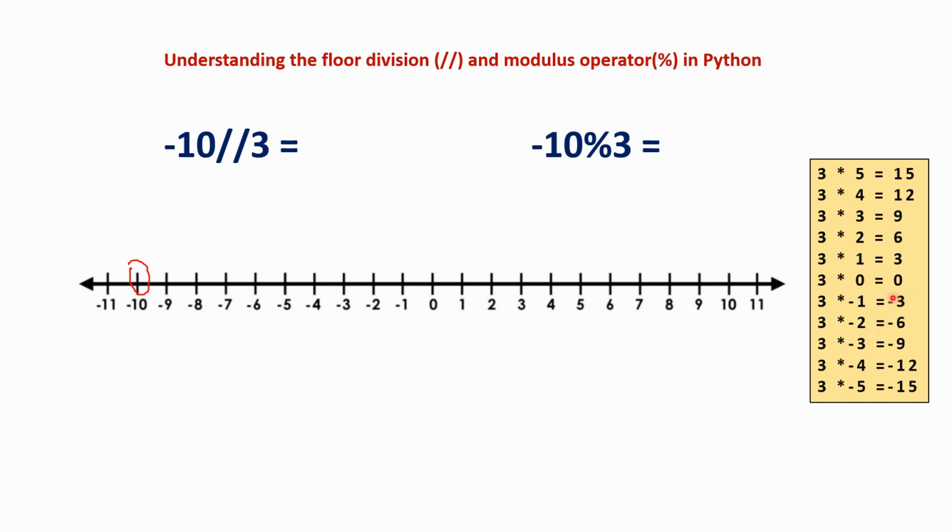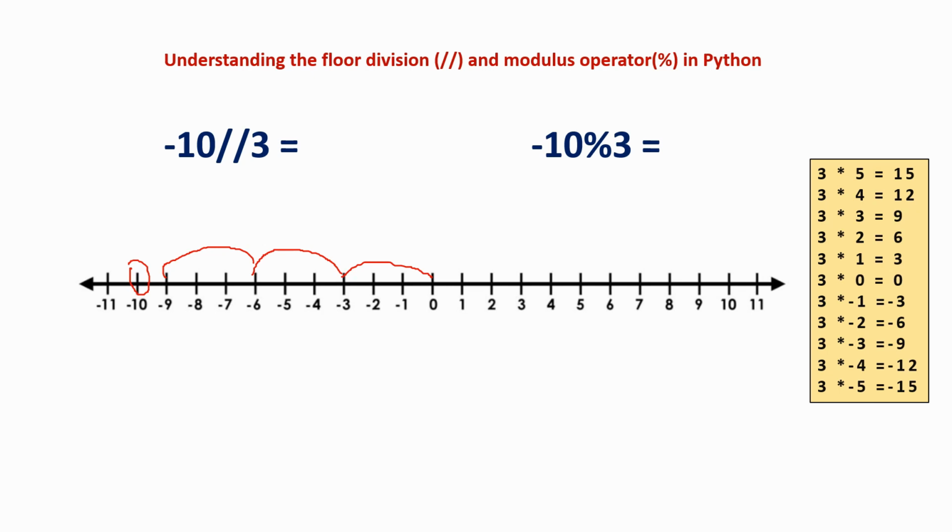I'll take the laser. So 3 into minus 1 is minus 3. Minus 2, it is minus 6. Minus 3 is minus 9. If you see from here, this is minus 6, right? Then again, if I do minus 3 into 3, it is minus 9. So I come here. Now you need to tell me, is minus 9 less than minus 10? I hope not, right? Minus 9 is greater than minus 10.